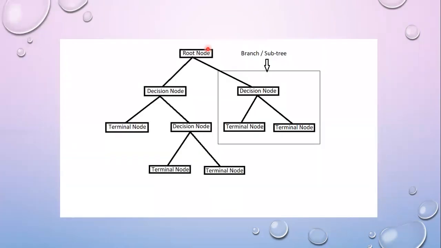Before understanding this algorithm, look at the diagram. It's a concept of a root node followed by a decision node. On the left side and the right side there is also a decision node, where a decision node is followed by terminal nodes. If you want, you can extend; otherwise, no need. Here also it continues with terminal nodes. This is a subtree. Let's go for an example also.